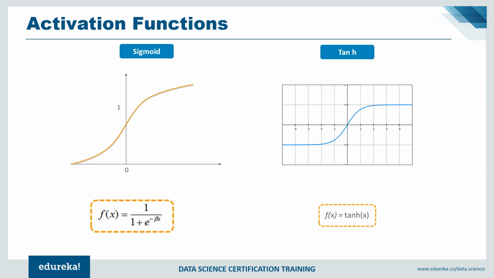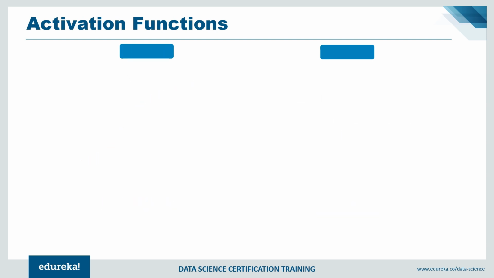Now, tanh is a hyperbolic trigonometric function. Unlike the sigmoid function, the normalized range of tanh is minus 1 to 1. It's very much similar to the sigmoid function, but the advantage of tanh is that it can deal more easily with negative numbers. Now, next on our list, we have ReLU.